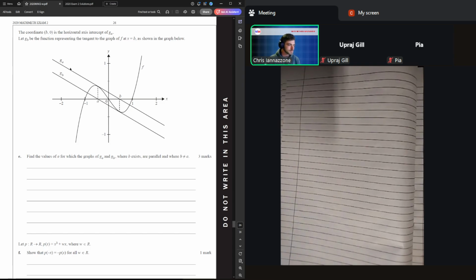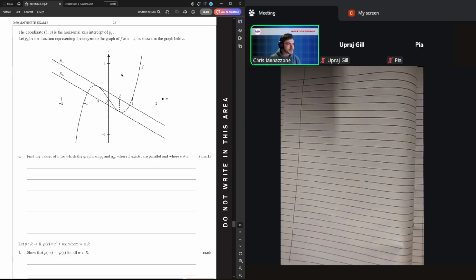Part E. Coordinate b is on the horizontal axis intercept of g sub a. So you've got two spots that you're taking the tangent line at, such that they are parallel to each other. That's not so bad.